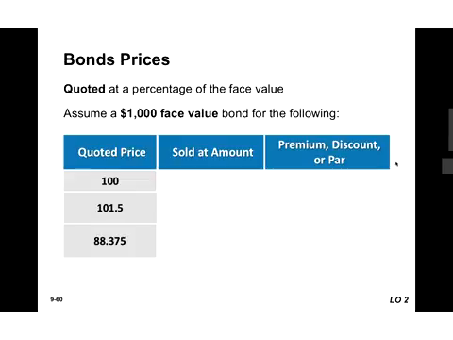Let's say the quoted price is 100. So that bond is going to be sold at 100% of $1,000. So we will have $1,000. That's 100% of 1,000. And that is called selling at par. Again, if this sounds so much familiar, it's because we did it from the other side. This is the mirror image of what we did before.